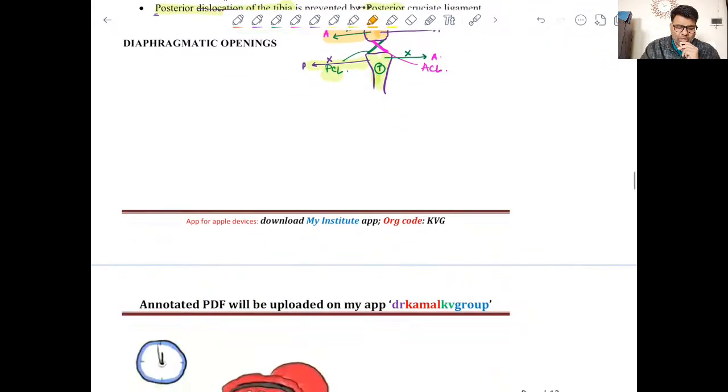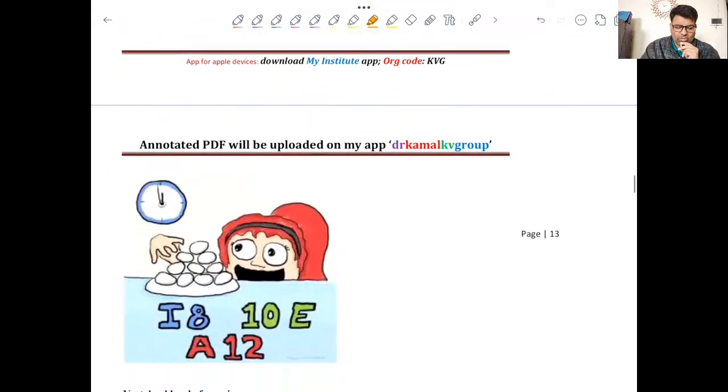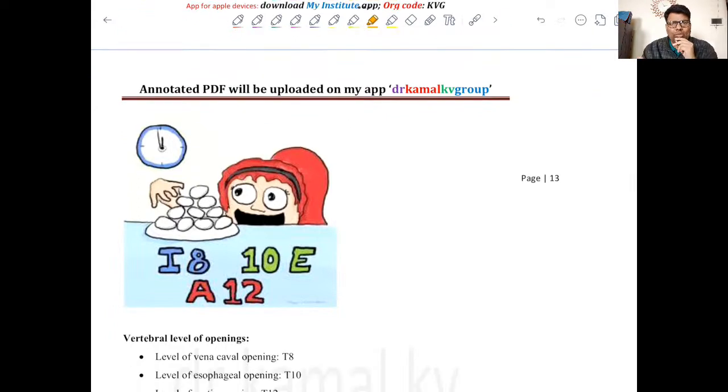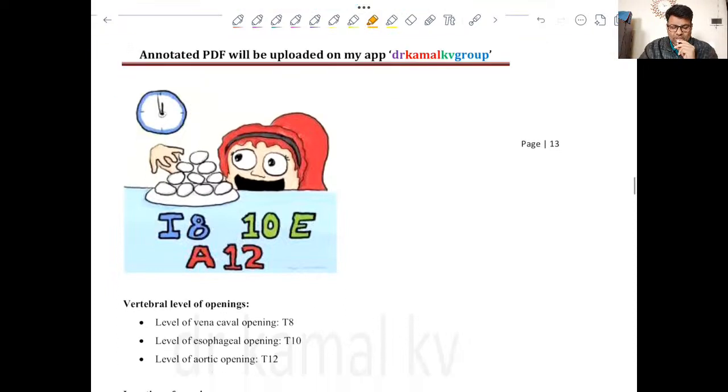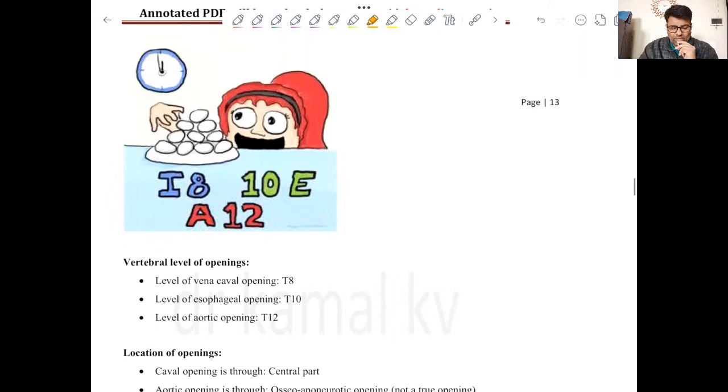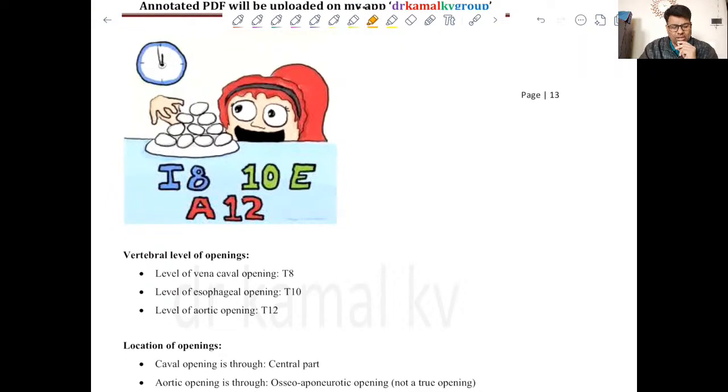Then diaphragmatic openings. Now diaphragm is a structure which is placed between thorax and abdomen, so certainly some structures have to come down from thorax to abdomen, like aorta, some structures have to ascend up from abdomen to thorax, like inferior vena cava. So they need some openings from where they can pass. So for that there are three openings: vena cava, esophageal, and aortic.